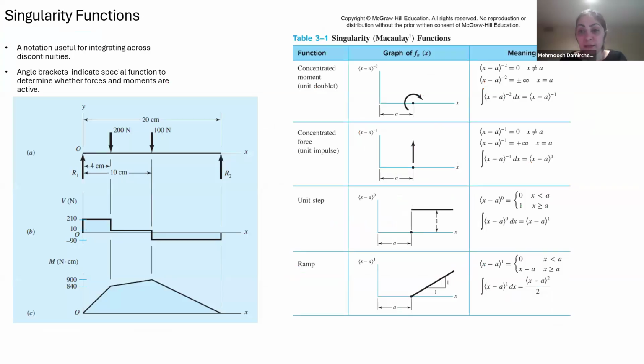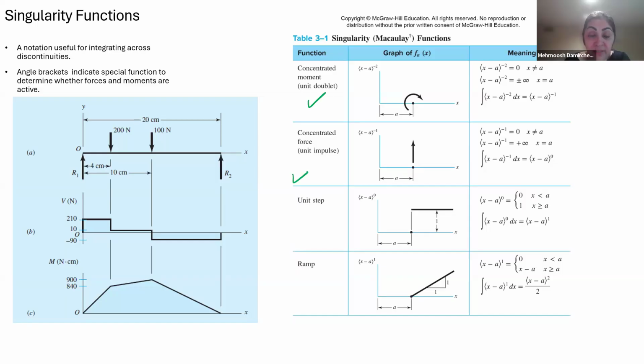Okay. Singularity. Singularity functions are useful for handling discontinuities in loading moments. Today, we only focus on singularity for concentrated loads and moments. The angle bracket indicates whether a force or moment is active at a certain location. By integrating the load function using the singularity notations, we can find the shear force and bending moments along the beam.